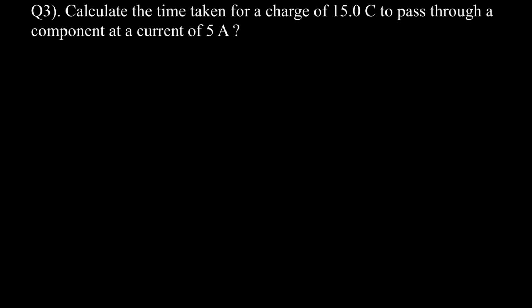So now let's look at question 3. Question 3 says calculate the time taken for a charge of 15 coulombs to pass through a component at a current of 5 amps. So again, pause the video and try and answer this yourself first. So this time we've been given the charge and the current. So now let's go back and see which formula we need to use to calculate the time taken.